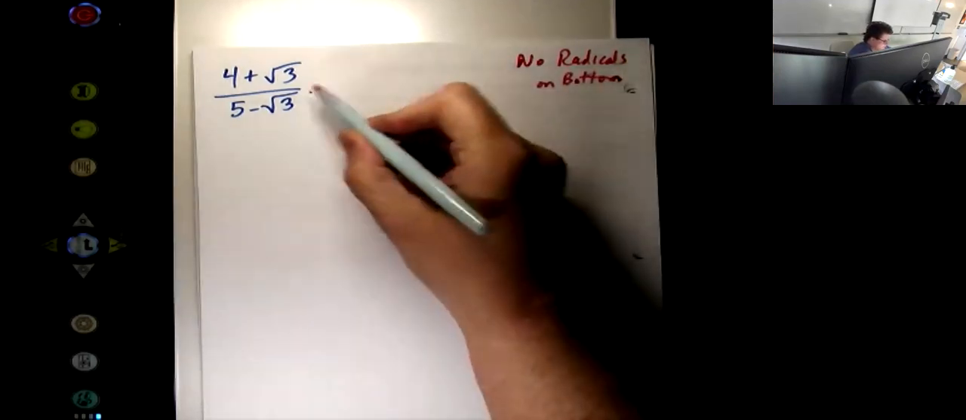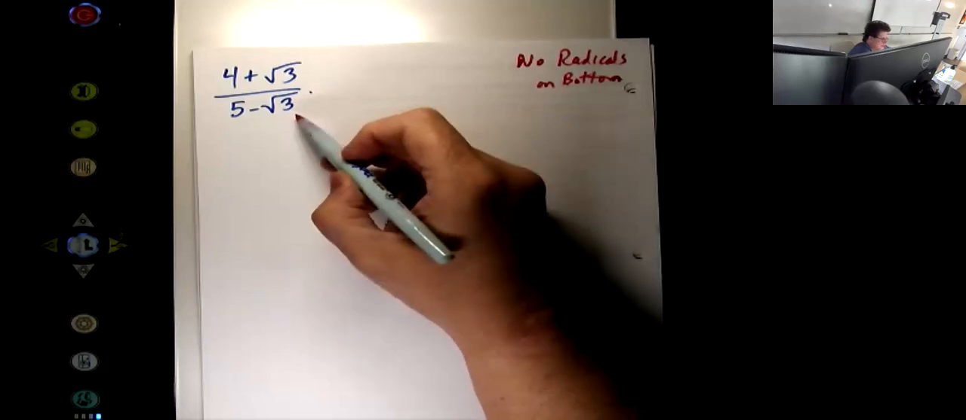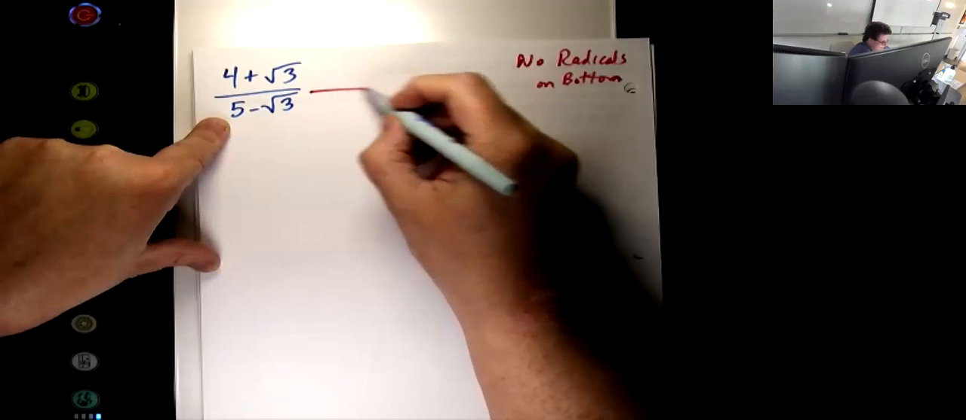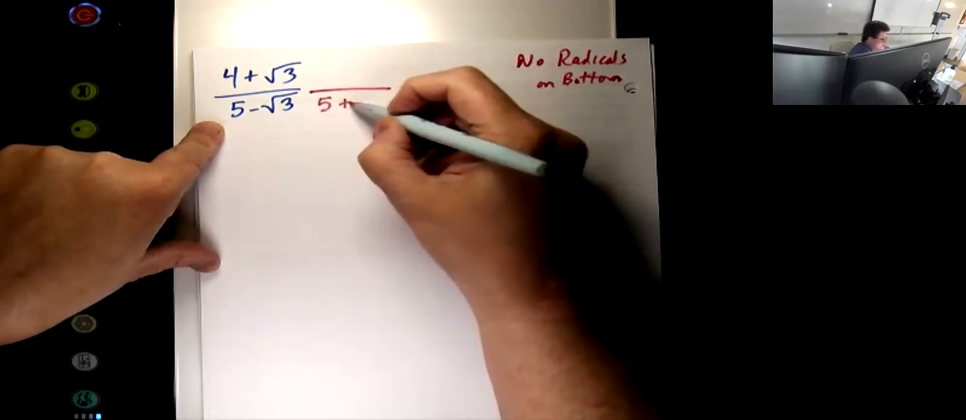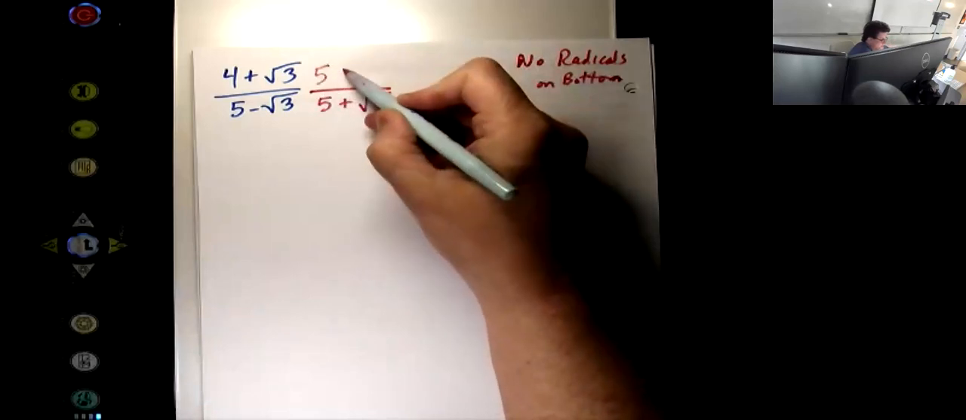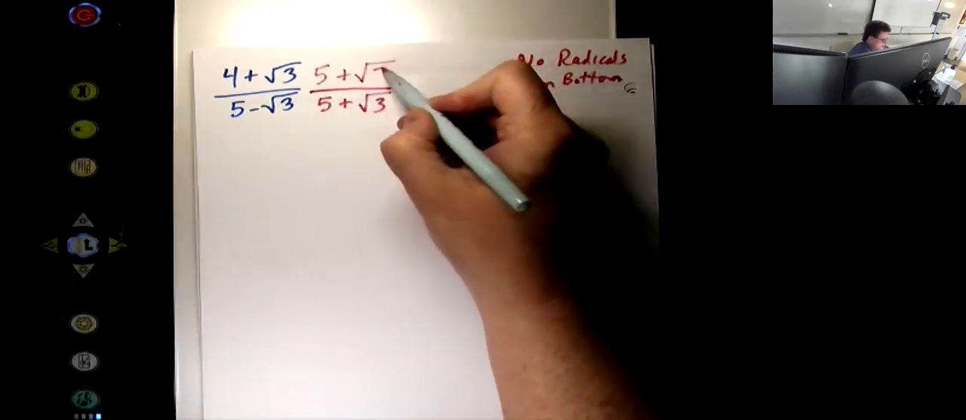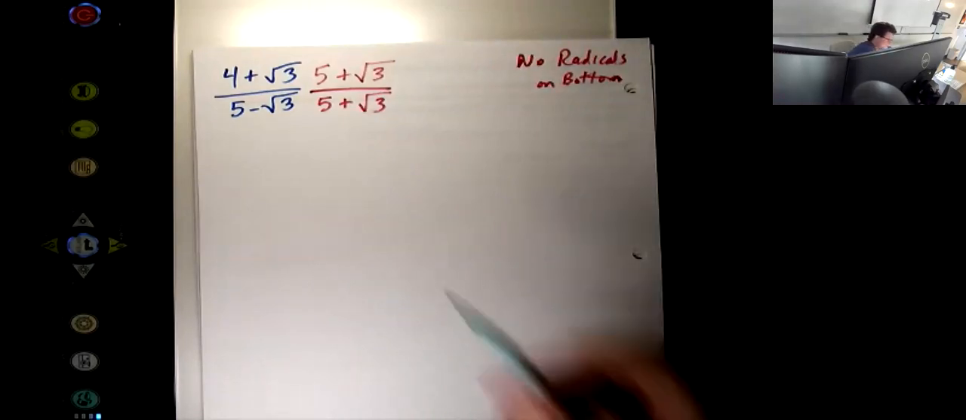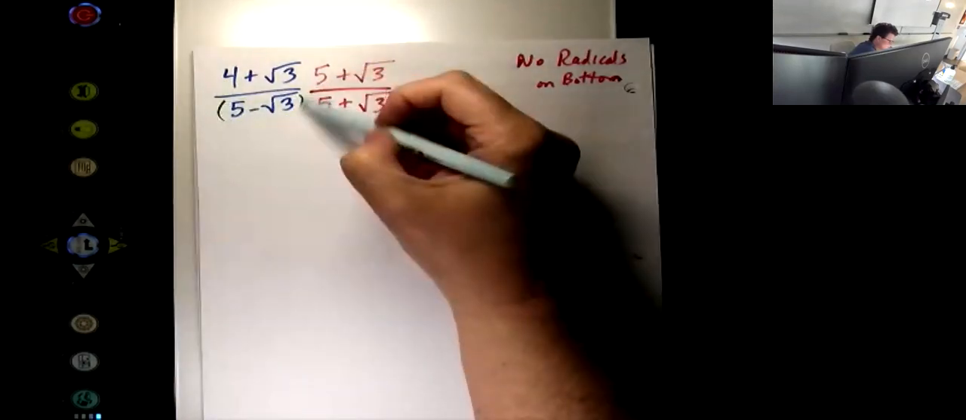So if I just multiplied by square root of 3, my 5 would have a square root of 3 also. That doesn't work. We have to use the conjugate. And if I do the bottom times it, I've got to do the top times it. And so I'm going to throw in some parentheses so you can see them.